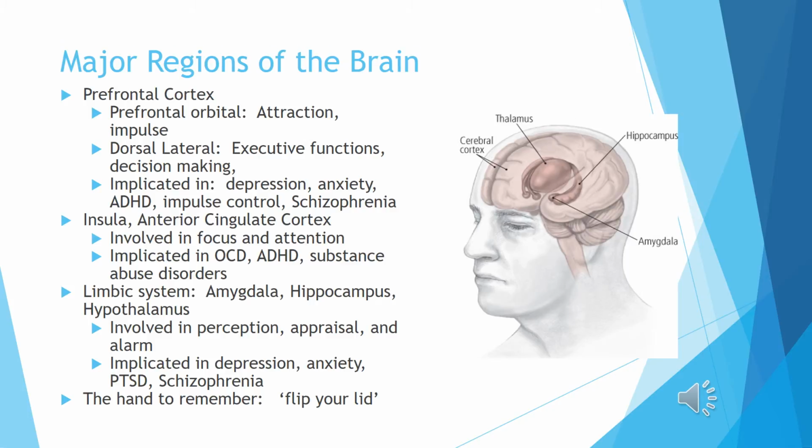By now, these areas are becoming quite familiar to you, and I can assure you that as you progress through our program, you'll be able to say these things in your sleep. But the prefrontal cortex with the prefrontal orbital cortex is that which is involved in our attraction and impulses. The dorsolateral prefrontal cortexes are for our executive functions and decision making, and this is the area of the brain that's implicated in depression, anxiety, attention deficit, impulse control, and in schizophrenia.